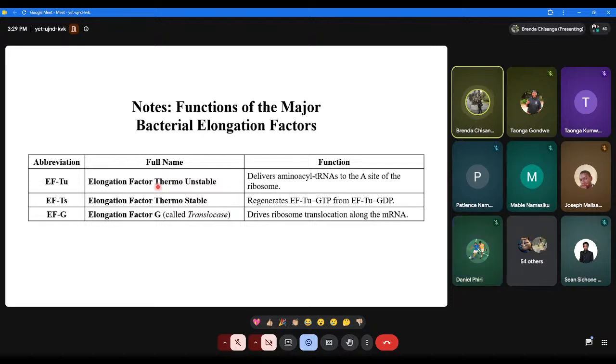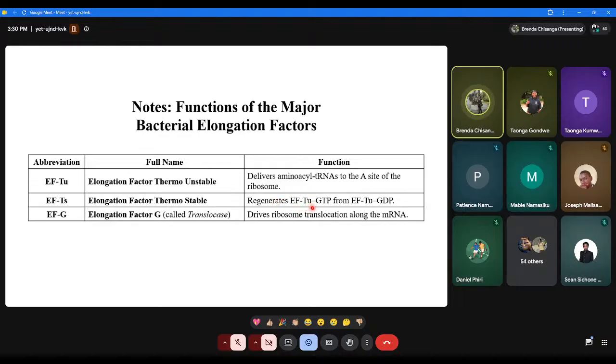But what's important for us to understand is that elongation is an enzyme dependent process. It also requires energy. It also needs other factors, initiation factors, that come in to help the process to be conducted in a successful way and also at appreciable rate. So, for example, elongation factor TU delivers amino acid tRNAs to the A site of the ribosome. Elongation factor TS regenerates the GTP.